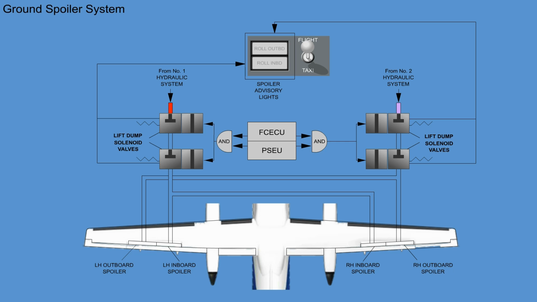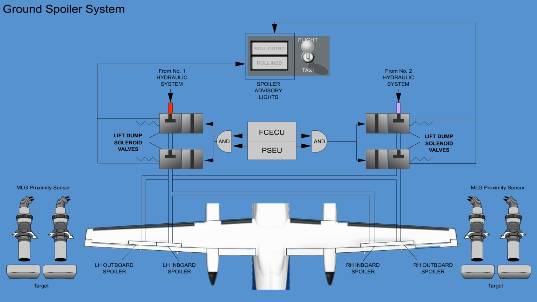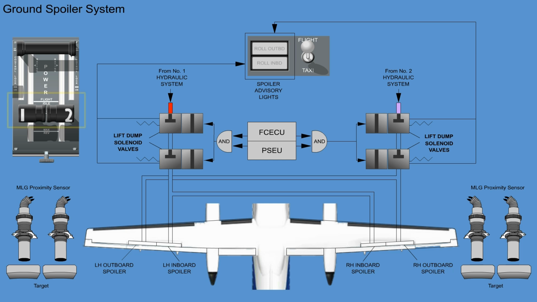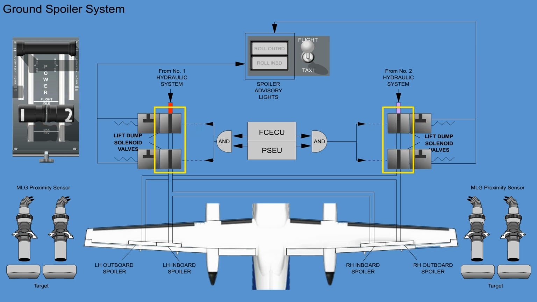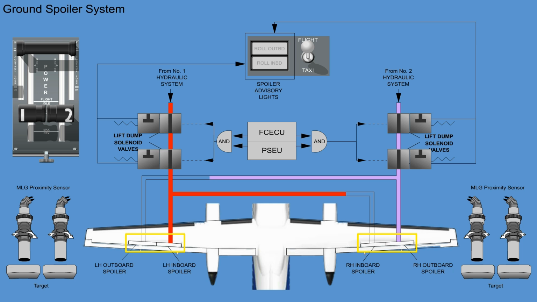After landing, with the aircraft weight on wheels signal and both power levers set below flight idle plus 12 degrees, all lift dump solenoid valves are energized. This supplies hydraulic pressure to the extend side of both spoiler actuators, extending all spoiler panels symmetrically.